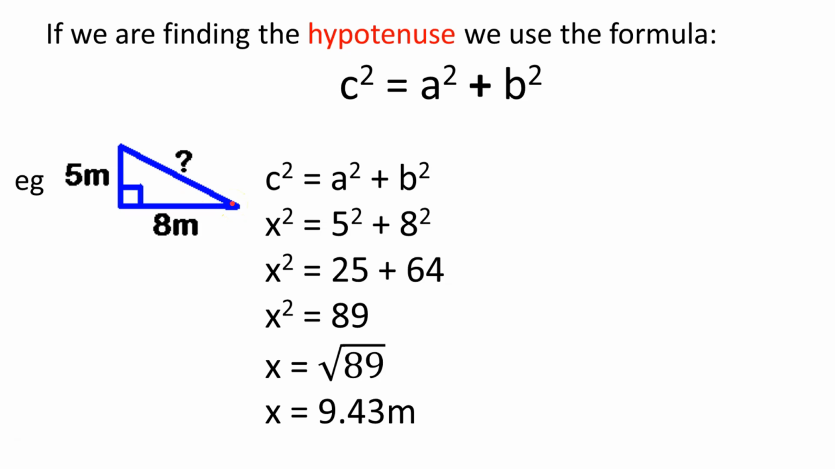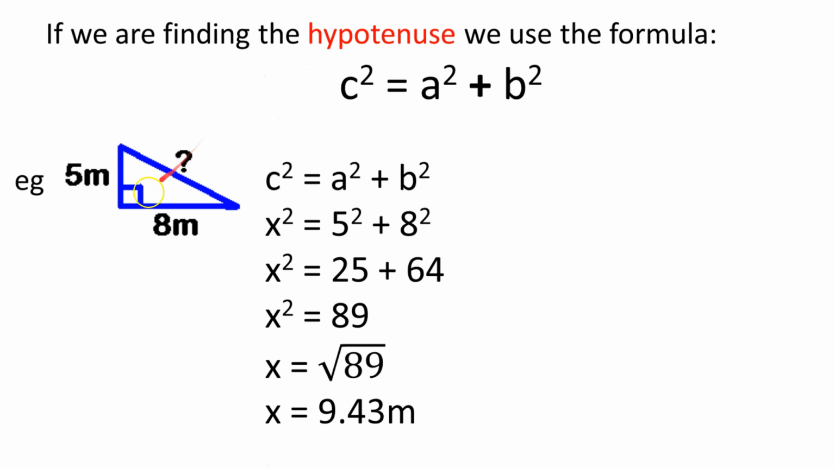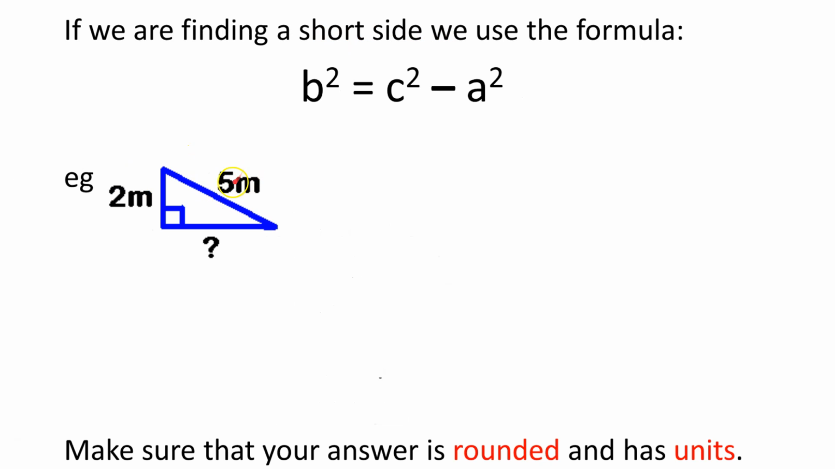Now, when we're finding a shorter side, the equation changes a little bit. It was a squared plus b squared equals c squared, but we could rearrange that formula, and then it looks like this: b squared equals c squared minus a squared. What that means is, from the previous one, we added the side squared plus the side squared, and it equaled that side squared. But if we already know the hypotenuse, the longer side, we can figure out the shorter side by going this side, take away this side squared.